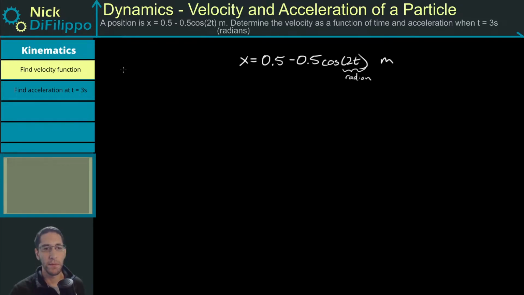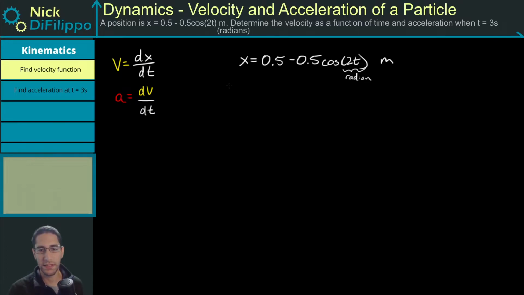Now, to do this problem, we need to remember the following relationships between position, velocity, and acceleration. Our velocity is equal to the derivative of our position with respect to time, and our acceleration is equal to the derivative of our velocity with respect to time. If we use these two relationships, we'll get an expression for velocity, then an expression for acceleration, and then we can evaluate our acceleration at 3 seconds to get our answer. So let's start with our velocity.